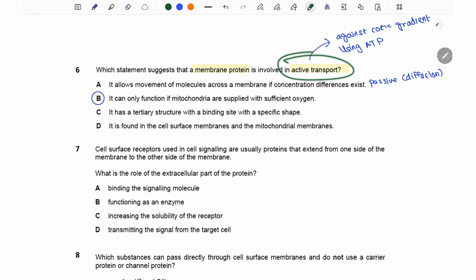So our question was active transport. We're going to get rid of this option. D, it is found in the cell surface membrane and the mitochondrial membrane. Again, the membrane protein is found there, but that's not telling us anything about active transport. So B remains our answer.